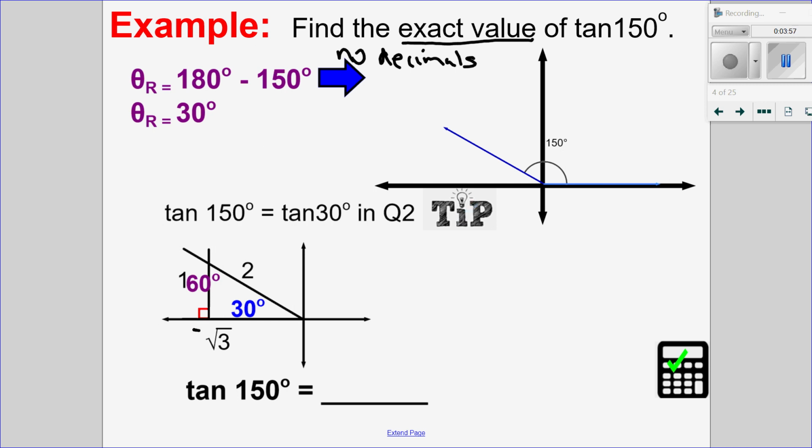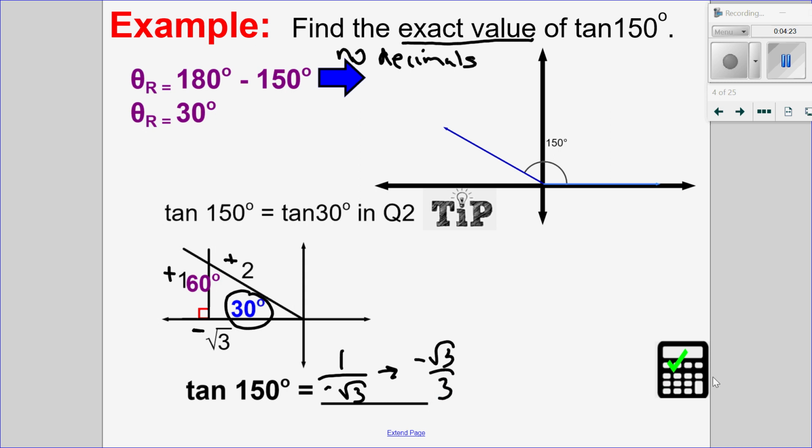So along here, x is negative, y is positive, hypotenuse is always positive, and I'm looking at my base angle of 30 degrees. So to figure out tan of 150, I can say that that would be opposite, positive 1, over adjacent, negative root 3. Or rationalizing my denominator, negative root 3 over 3.